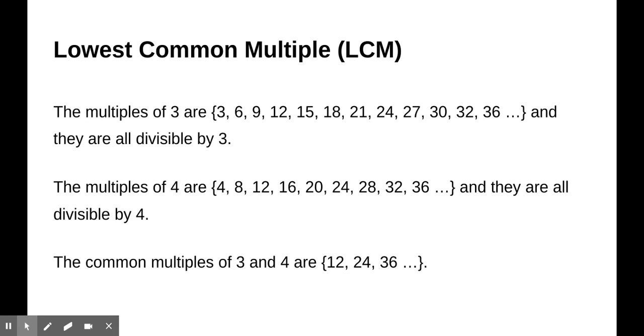So for example, the multiples of 3 are 3, 6, 9, 12, etc., and they are all divisible by 3. The multiples of 4 are 4, 8, 12, 16, etc., and they are all divisible by 4. For 3 and 4 then, the common multiples are listed, and the lowest common multiple is 12.